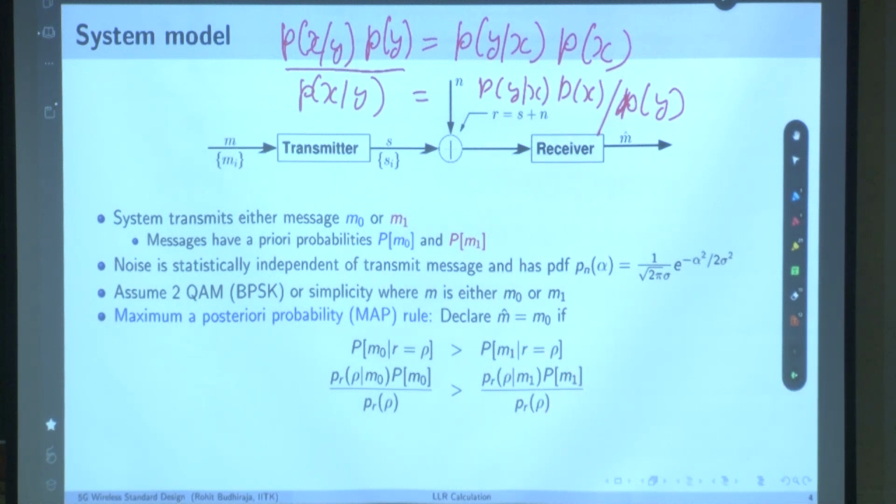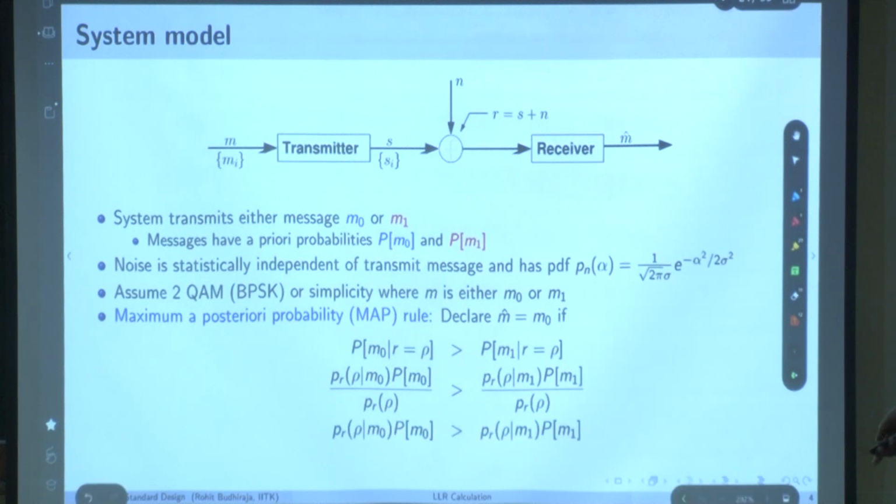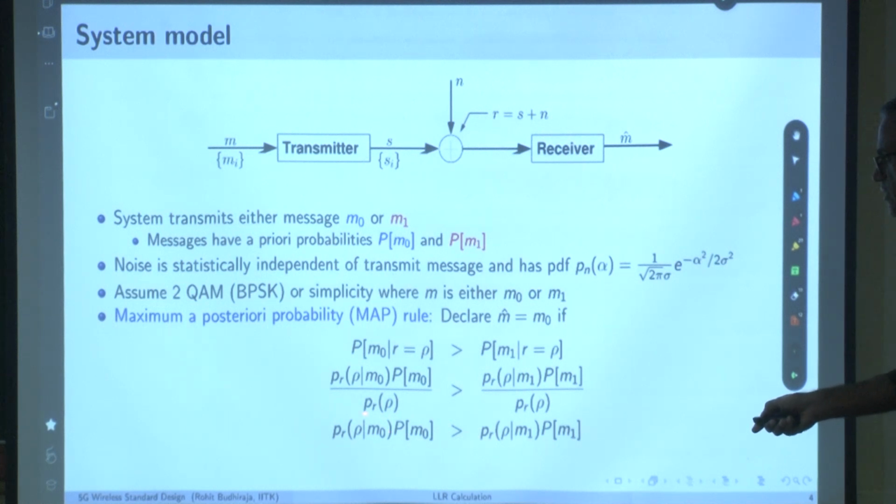Fine. Then if you look at this carefully now, what is sitting in the denominator is the same on both sides, and both of them are positive. So you can conveniently cancel them without changing the inequality. That's what I have done now. I have simplified this and written it like this. Why have I simplified it like this? Because I know this is given to me. P of m0, I know P of m1, and next I am going to show you that this is very easy to calculate: P of r given rho given m0.